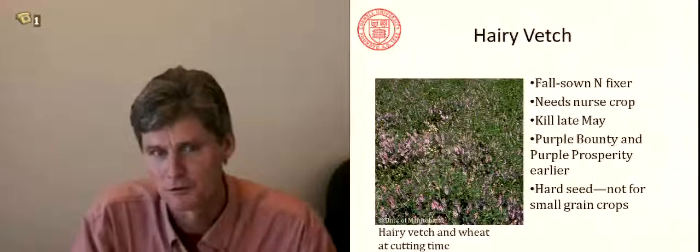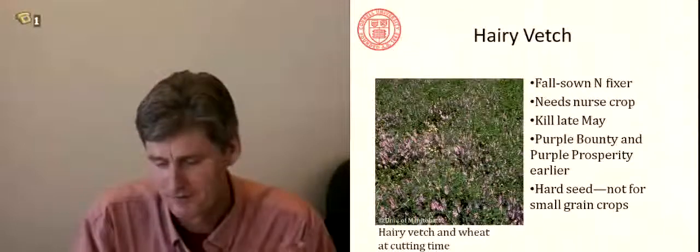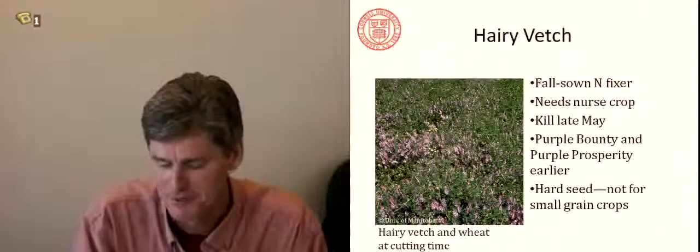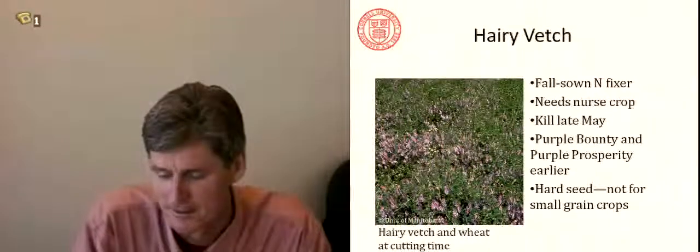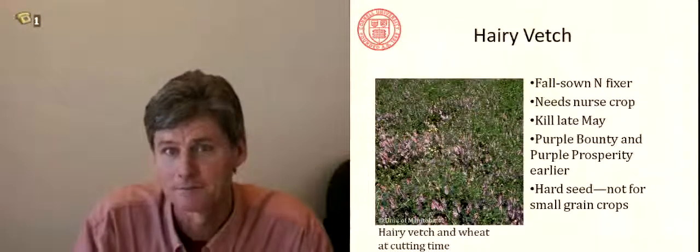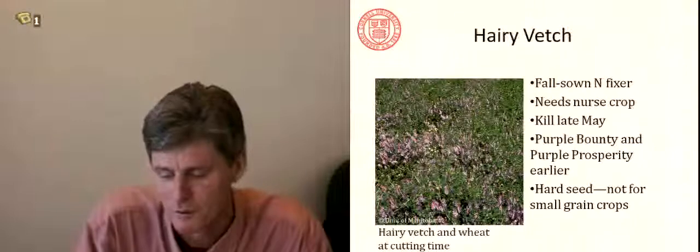It's a good companion with rye, but then rye is the main crop. That's not for growing hairy vetch, that's for making the rye decompose. So really a nurse crop would be something like oats to get it going. You would kill it in late May. So if that's too late for you, that would be a problem.